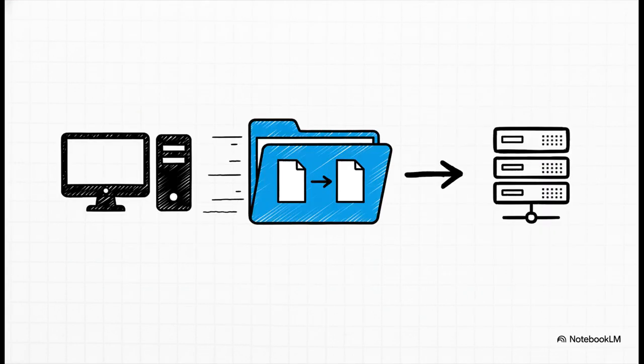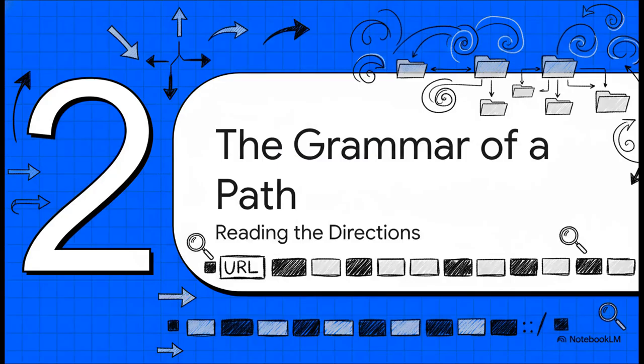The solution is something called a relative path. See, instead of giving a file's full, absolute street address, we just give it directions from wherever we are right now. It's kind of like saying, go to the room next door, instead of saying, go to 123 Main Street. This simple idea makes our whole digital library portable. We can move the entire thing to a new computer, and all the directions inside still make perfect sense. Now, these directions have their own really simple grammar, and once you learn it, you'll be able to see the structure of pretty much any website.